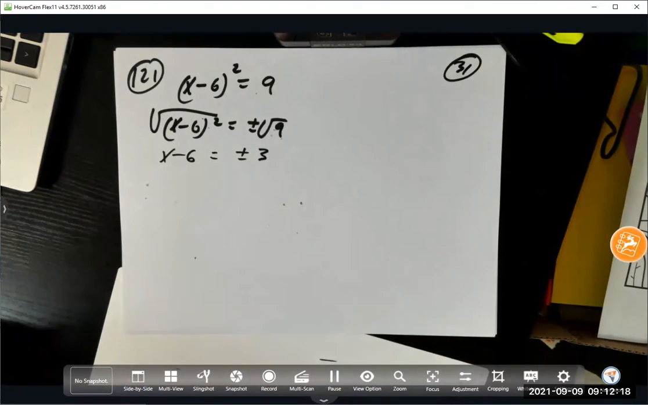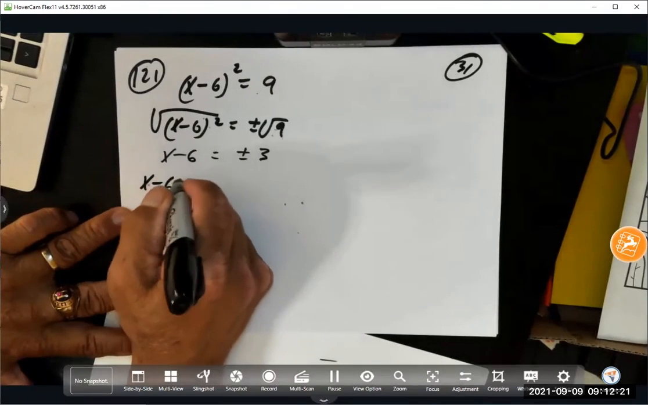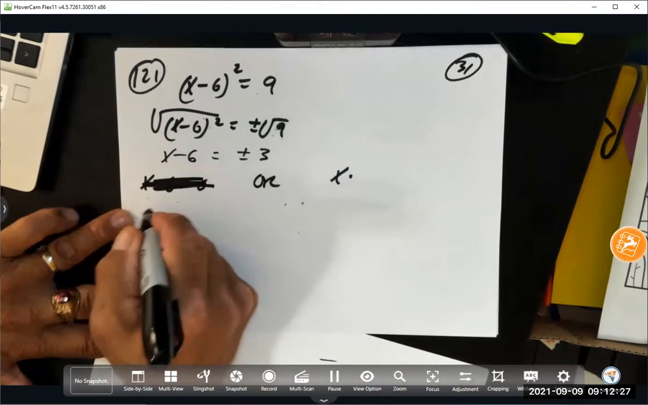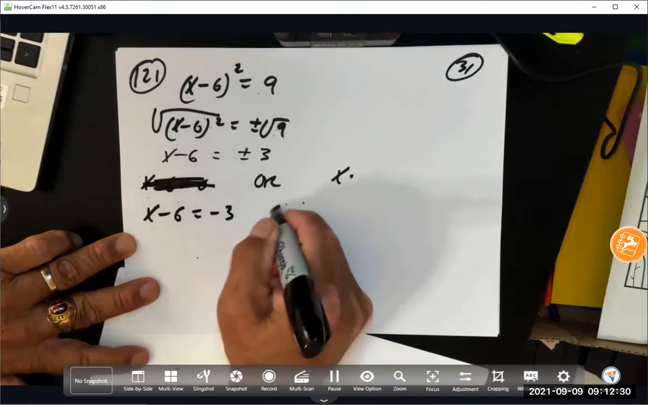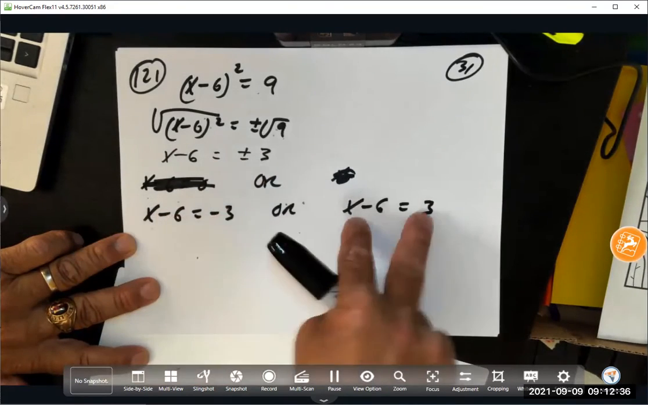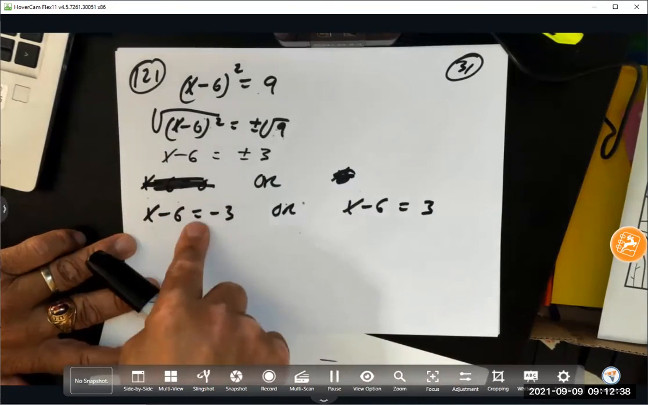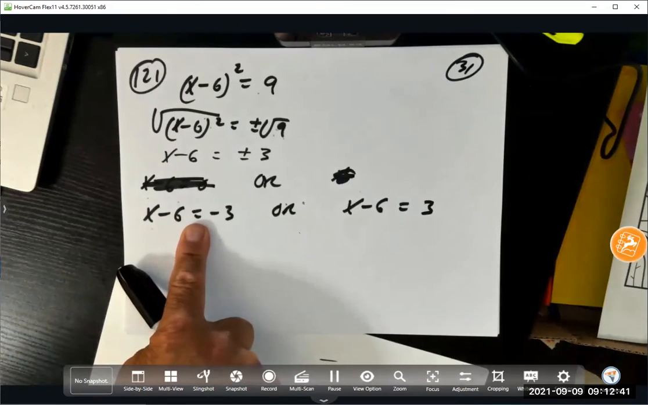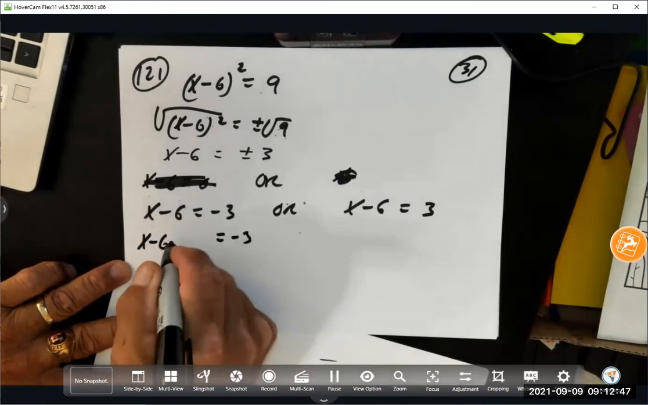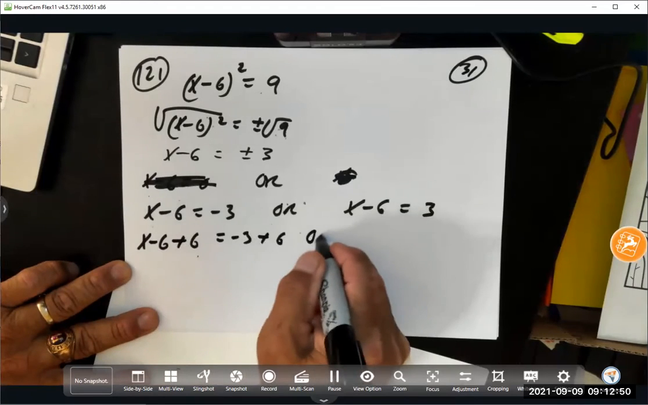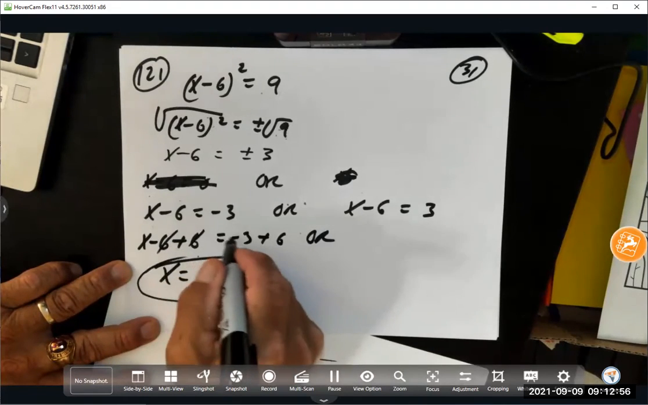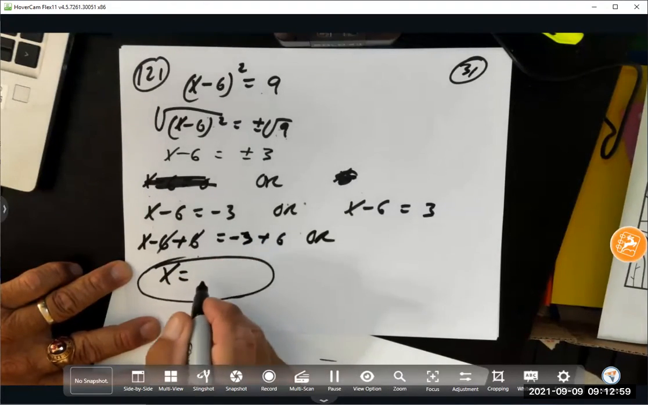So two things can happen. x minus 6 is minus 3, or x minus 6 equals positive 3. So it's either negative or positive. So now, how do you do this one? You tell me. How do I do this one? Add 6 to both sides? Yeah, plus a 6, plus a 6, right? So these are gone. So what's a -3 and a +6? What is that going to be?